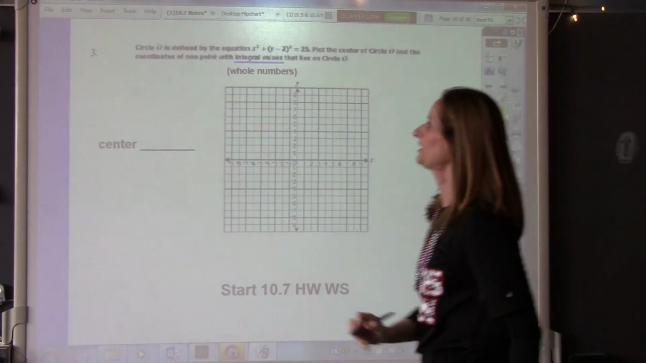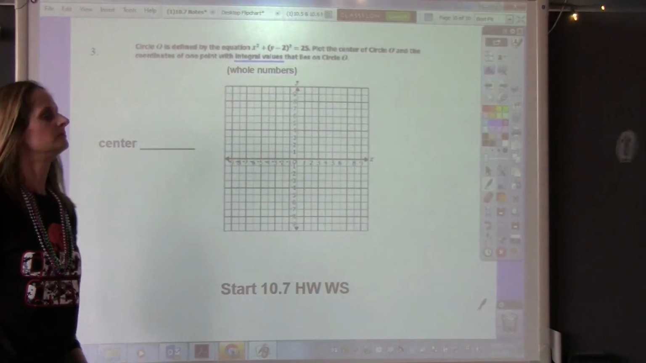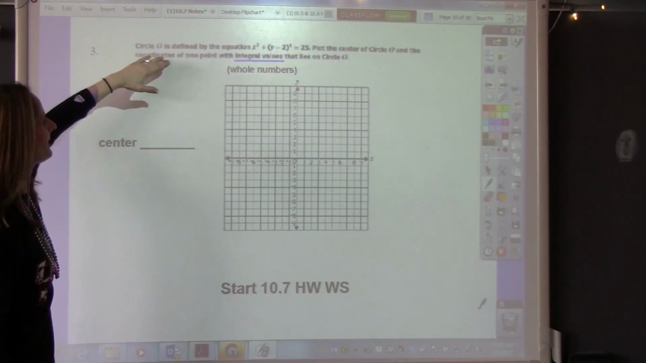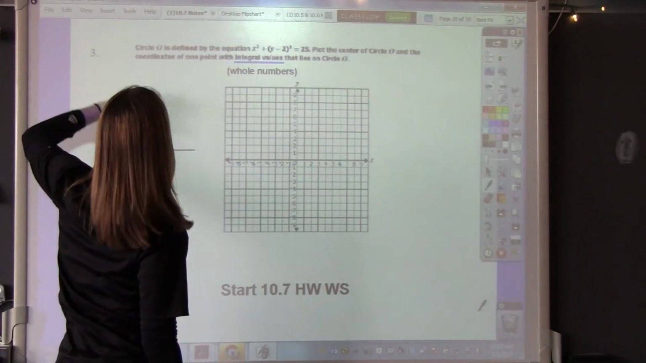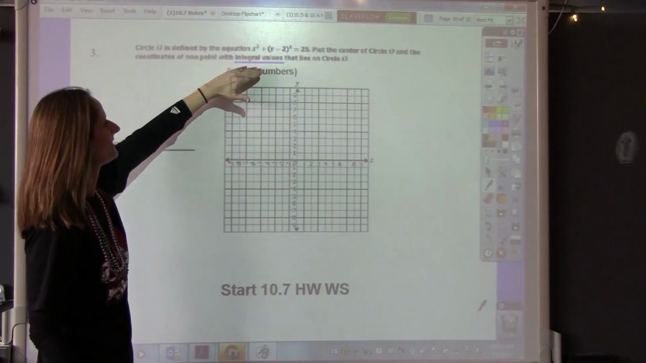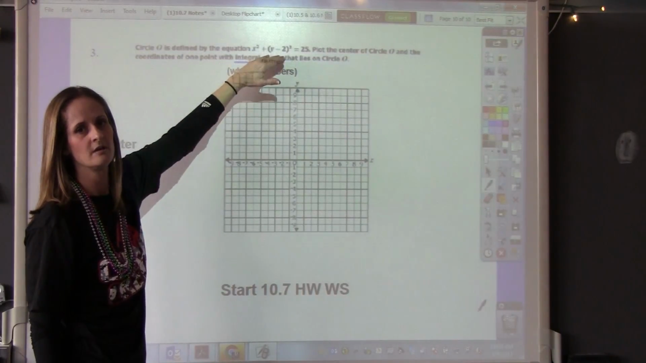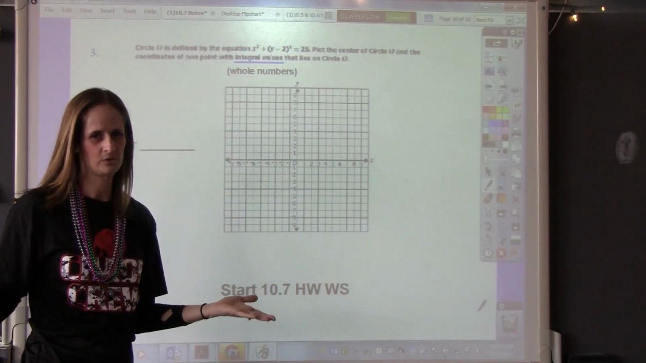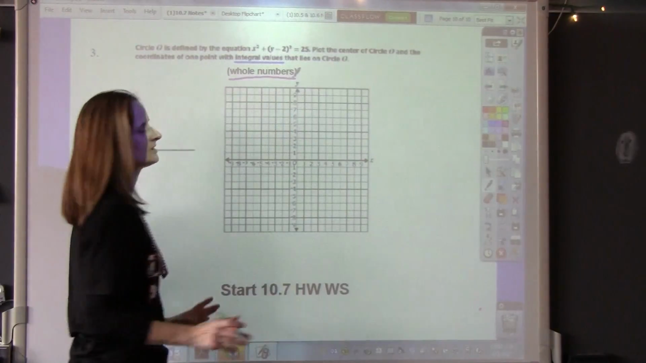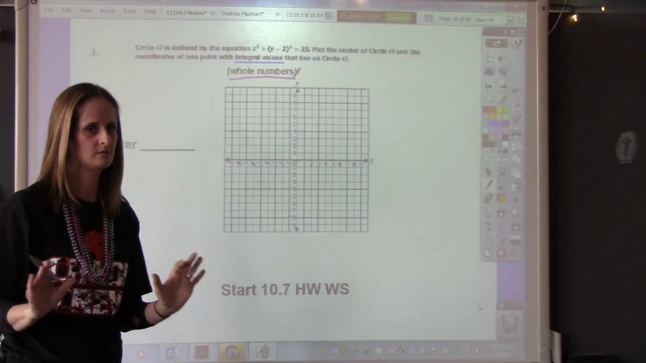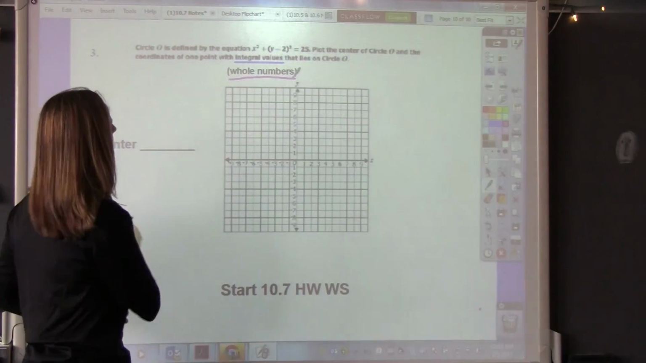No. One more. Okay. So, last one. Circle O is defined by this equation. Plot the center and the coordinates of one point with integral values. When you see these words, integral values, that just means whole numbers. It just means nice whole numbers. No decimals.